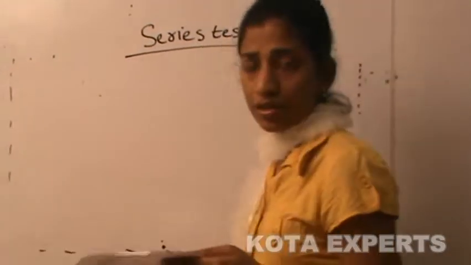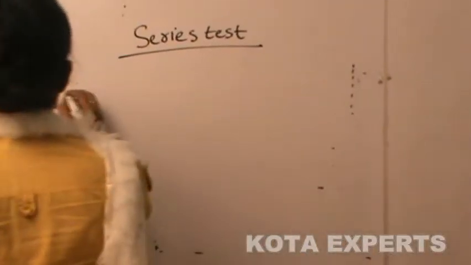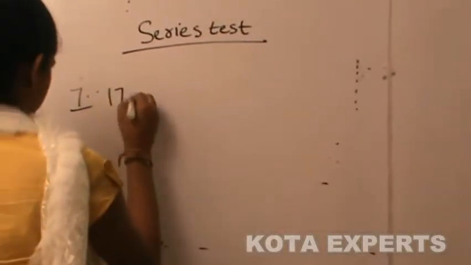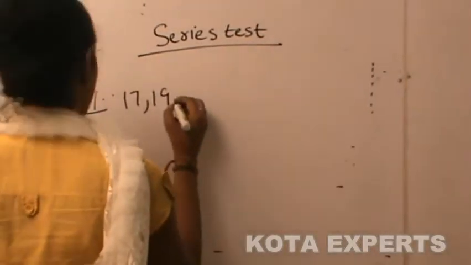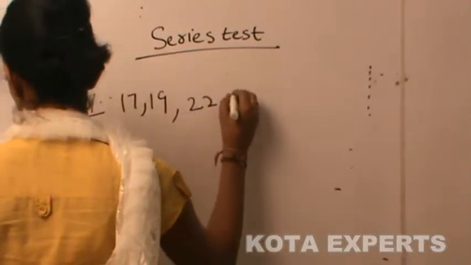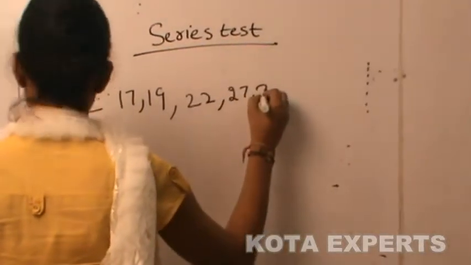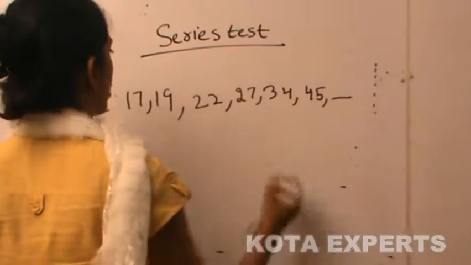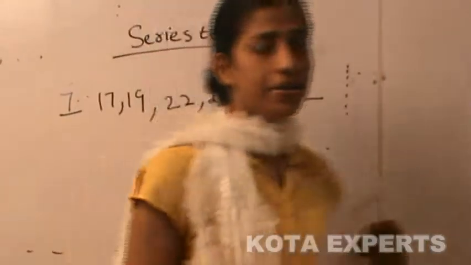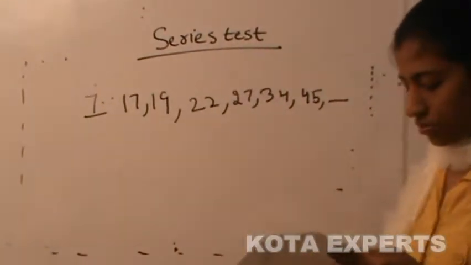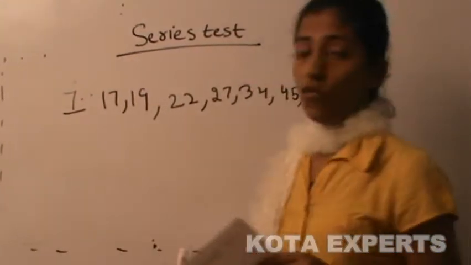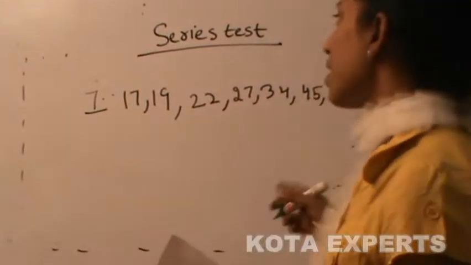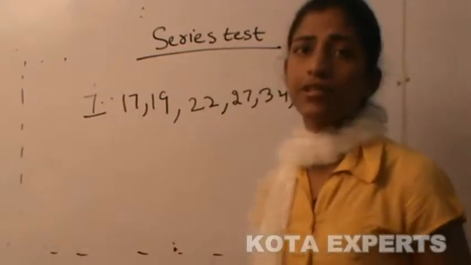Try question number 7 of your DPPs. That is 17, 19, 22, 27, 34, 45, and you have to find the next number. Try it. Follow the same pattern as we did in the 6th question; this question will be done the same way. Try it.